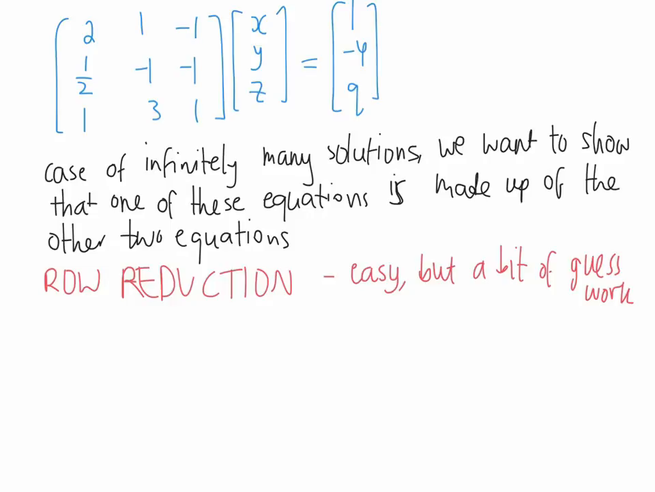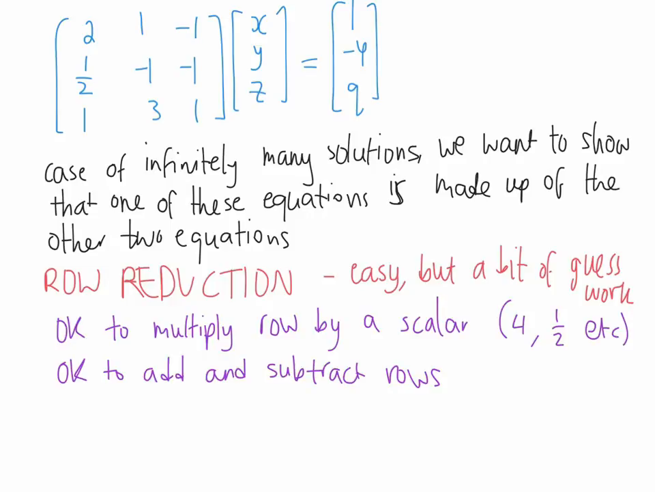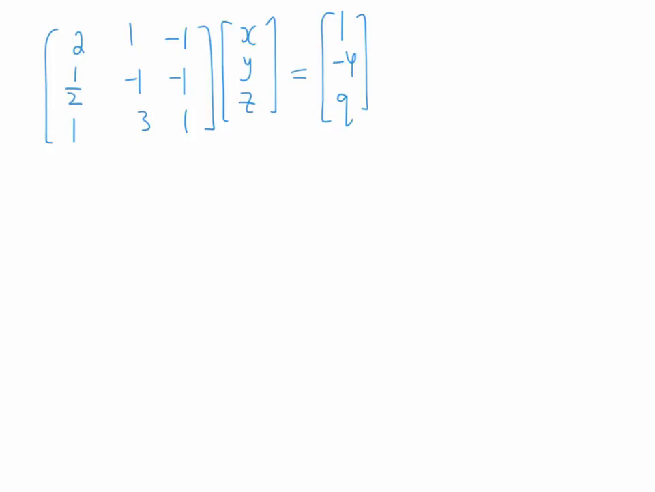And basically, row reduction has two rules. You can multiply any row by a scalar number, and you can add and subtract any row from any other row. So let's give this a go. Here's the same matrix as before. This time I'm going to multiply row 2 by 2 to get rid of the fraction, just to make it easier to look at.